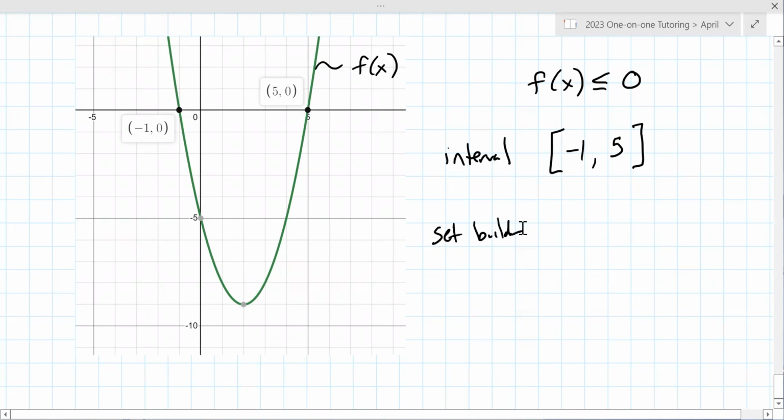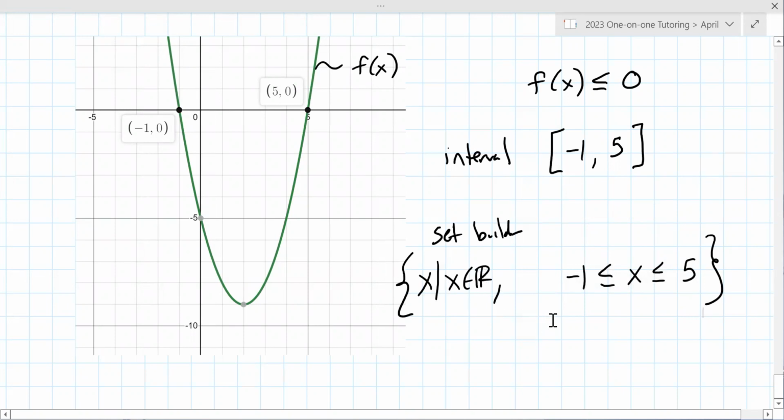Set builder. -1 is less than x less than 5. Less than or equal to. Less than or equal to. Now you are supposed to include all the other stuff, the x vertical bar, x element of the real numbers, comma. I mean, that is the math notation. Now, if you guys aren't doing that, that's fine.